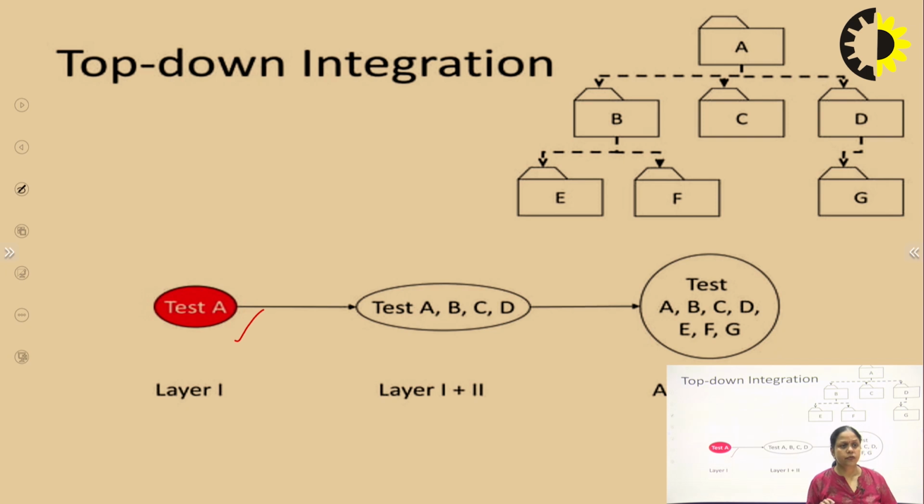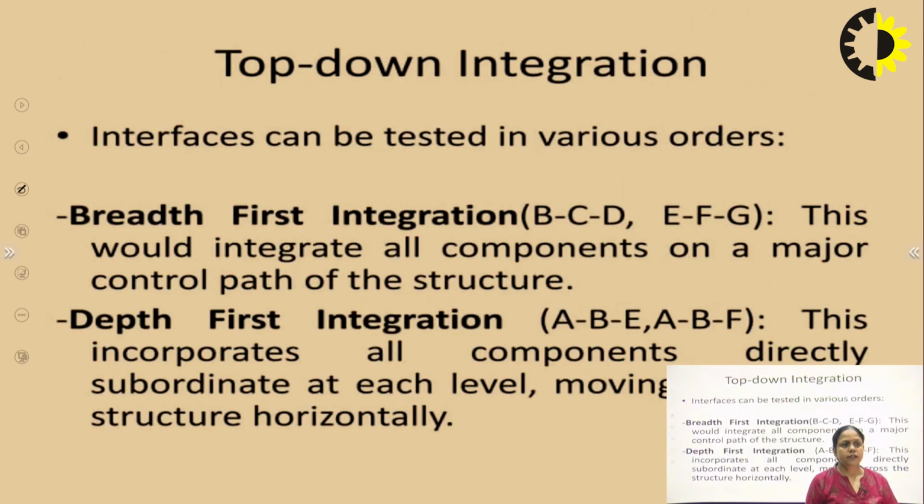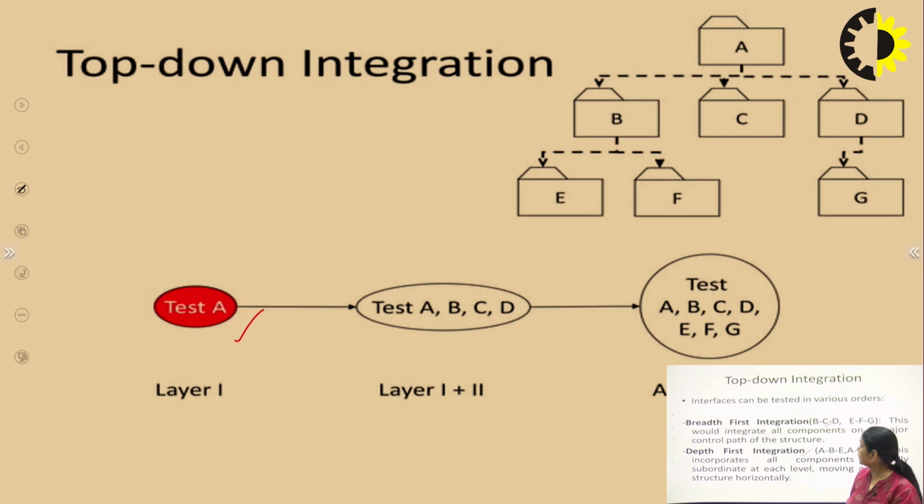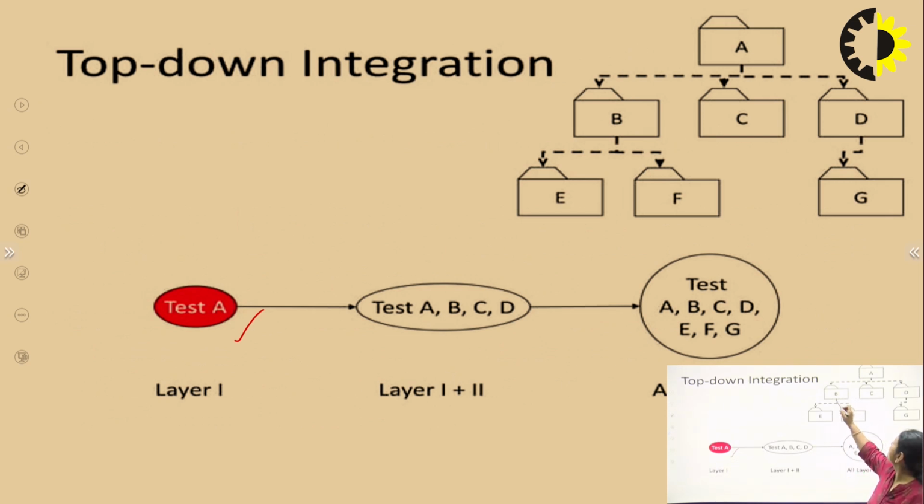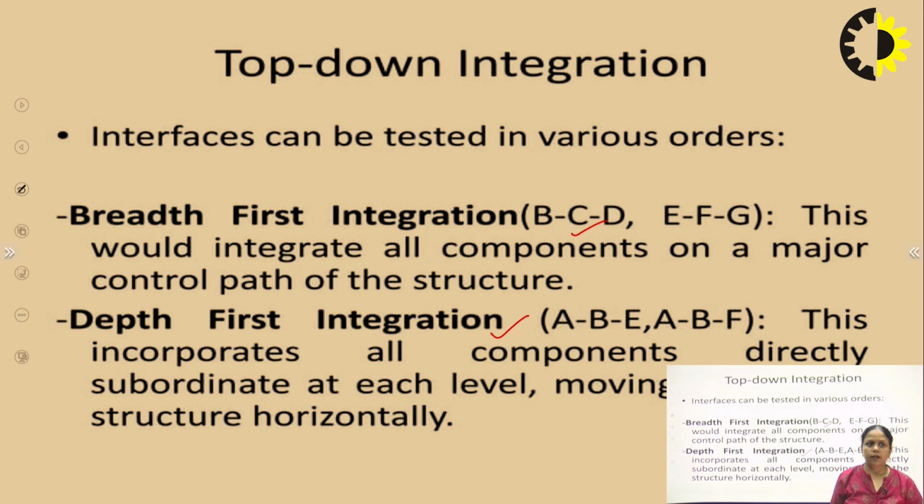Fine. So, in this strategy we will start from the top modules. Okay. Then we will come to the next module. Interfaces can be tested in various ways. Now we have two schemes to check the integration testing in top down integration. We can have breadth first integration. So in this case you can see here in the breadth first integration we will check like this: BCD, EFG, or A. All components we will integrate like this in the breadth first integration testing.